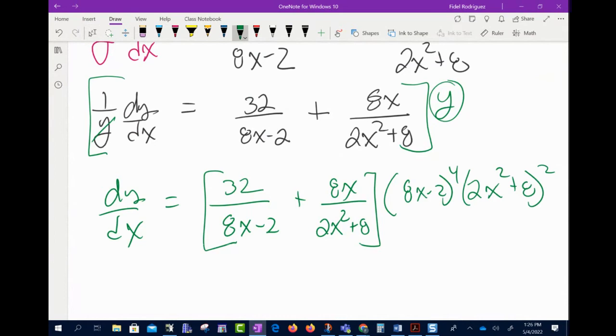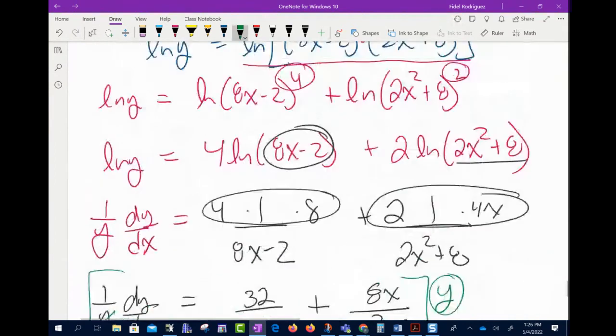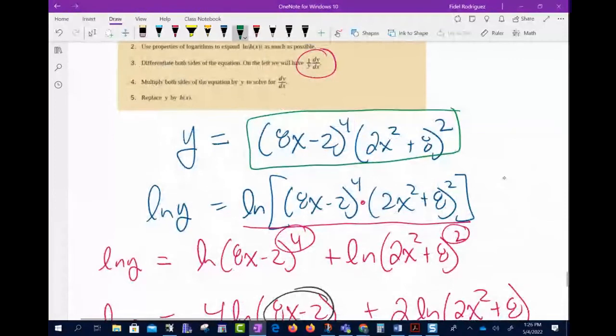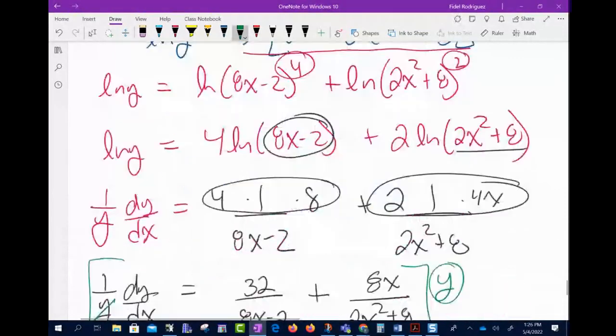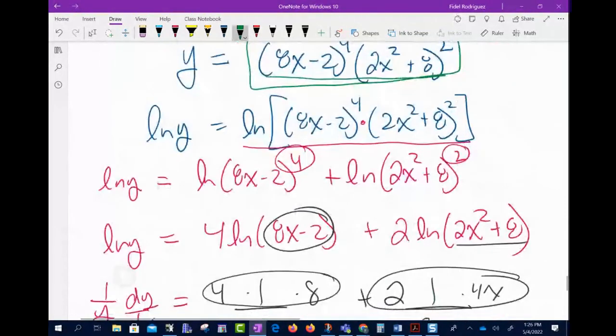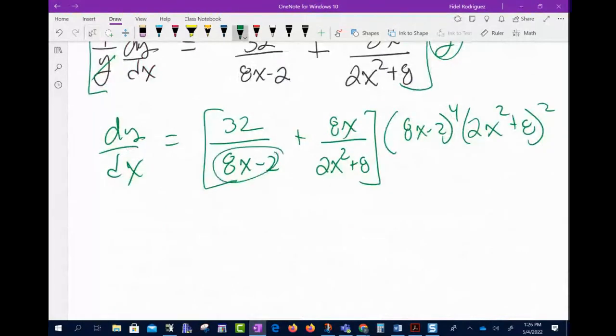Oh, me? Why? Oh, well, I'll tell you what. I look at it right here, right? Aren't that 8x minus 2 and the 2x squared plus 8 the same numbers that I have here? So all I had to memorize was the 4 and the 2. You see what I'm saying? Yeah, no, but I appreciate the compliment anyway.